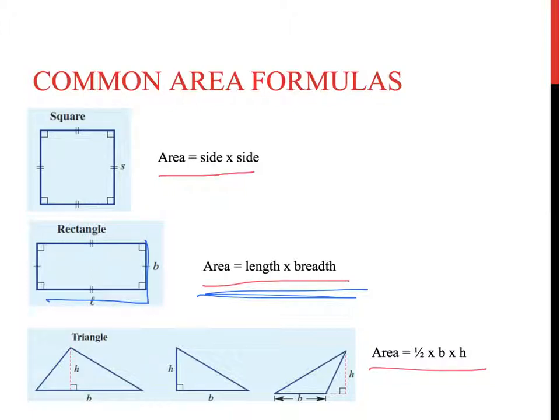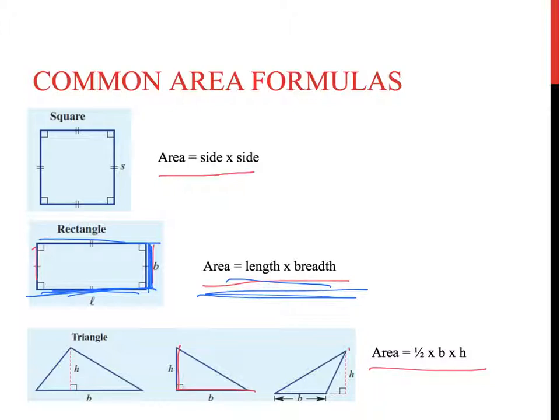So why didn't we say side times side this time? Well, that's because in a rectangle, I really hope that you should have got this from Sesame Street, you have two sides that are equal length, and then you have other two sides that are of equal length. But this side does not equal that side, so we call them length and breadth. Okay, triangle, half base times height. Half of the base times the height.